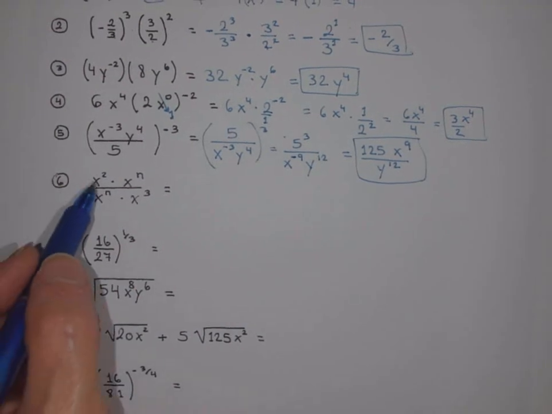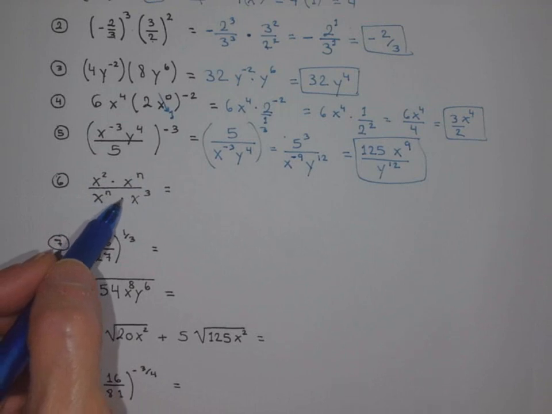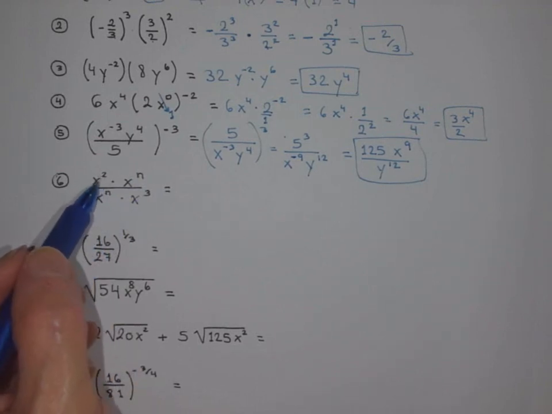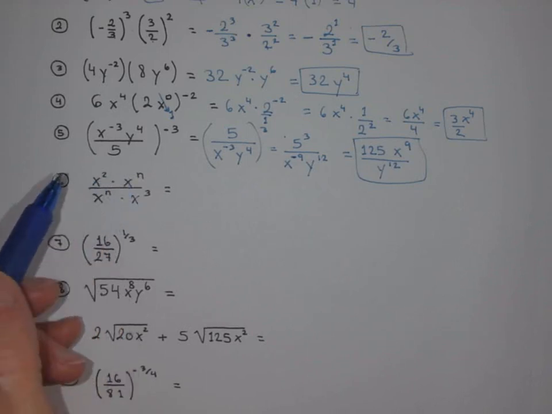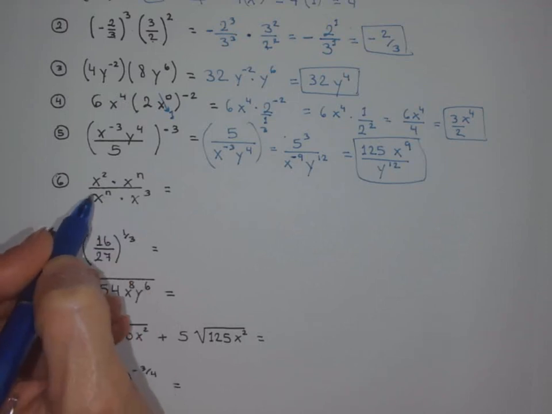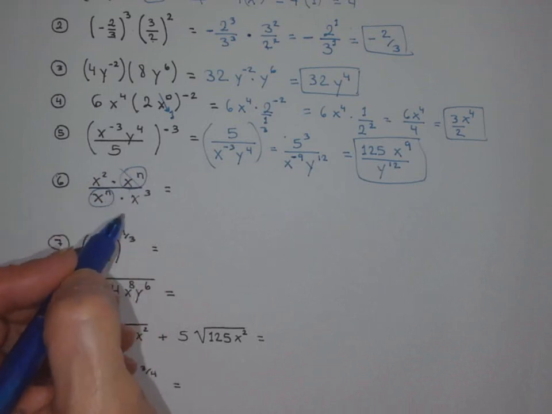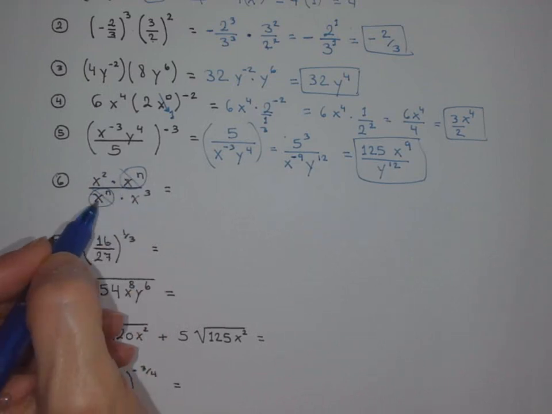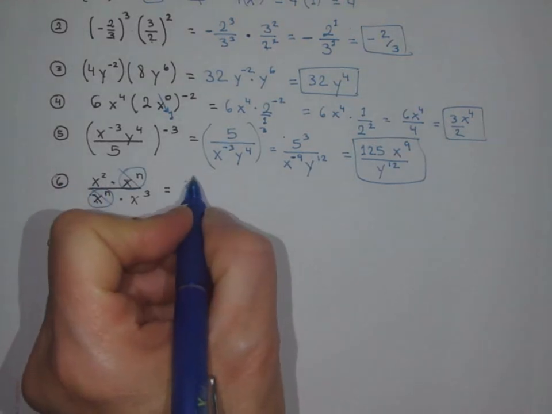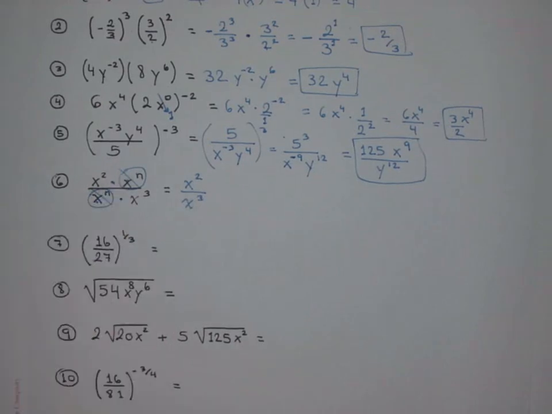Alright, number 6, we have an x squared times x to the n divided by x to the n times x cubed. Well, when you're multiplying the same bases, you add the exponents. But here you need to notice that because that's a multiplication and that's a multiplication, we have a factor of x to the n and a factor of x to the n, so we can cancel them because x to the n over x to the n becomes 1. So we're going to end up with an x squared over x cubed, right? Because that becomes a 1.